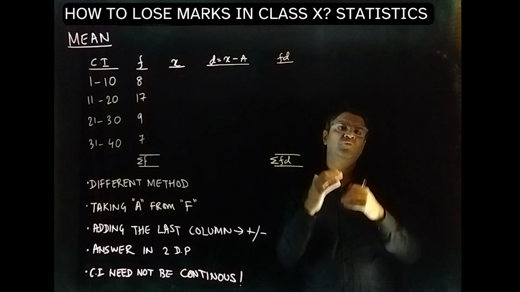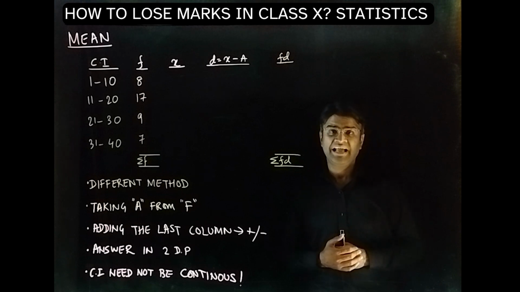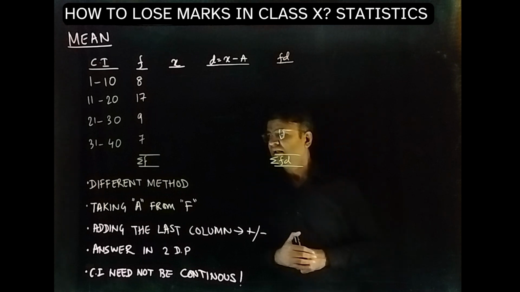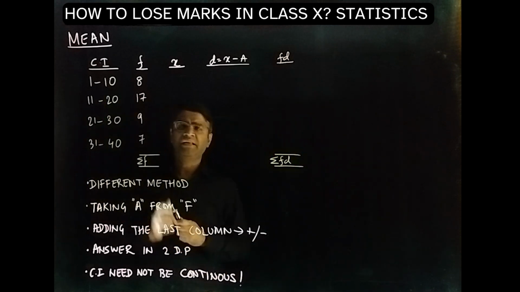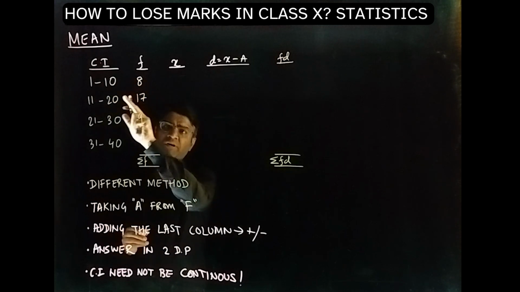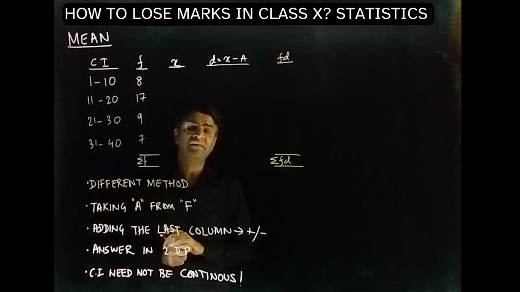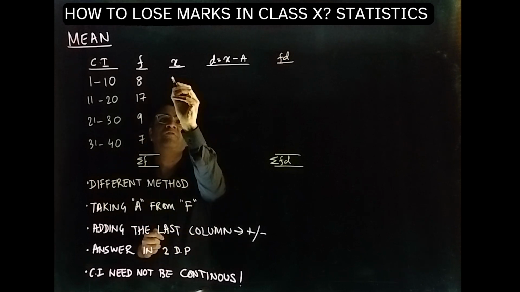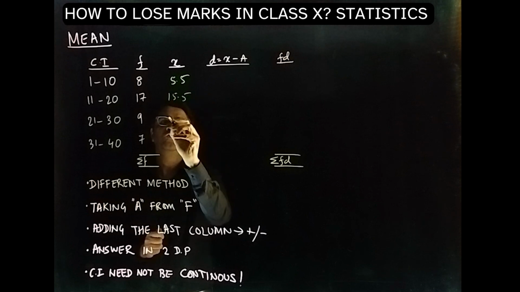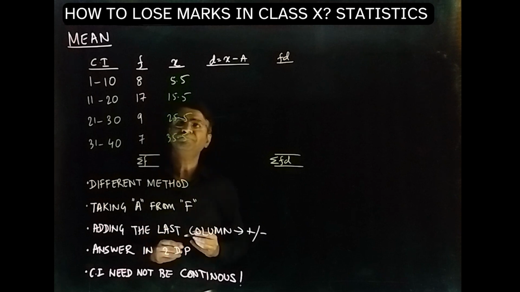There is a reason why they ask you to use a certain method, and we will analyze that with this sum. Now, here we have 1 to 10, 11 to 20, 21 to 30, 31 to 40, and we will find X. What is X? The mid value, lower limit plus upper limit by 2. 1 plus 10, that is 11, and 11 by 2 is 5.5. So we get 5.5, 15.5, 25.5 and 35.5.